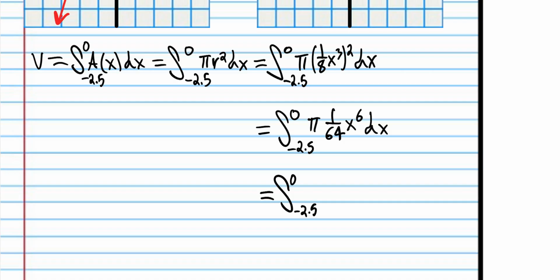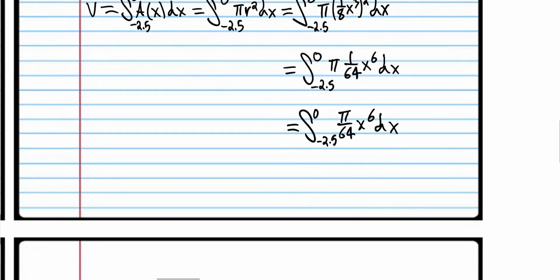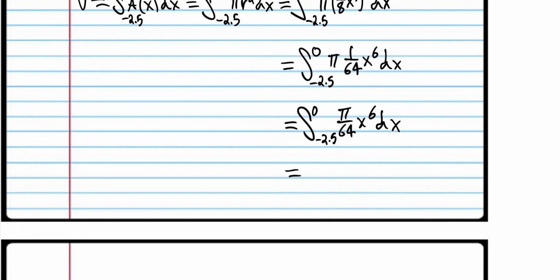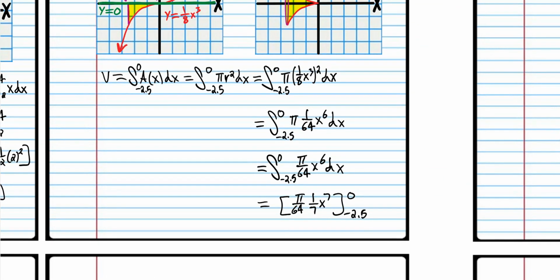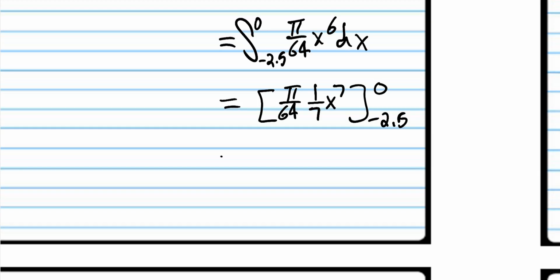And I guess technically we used exponent rule number 4. But anyway, we can write pi over 64 times x to the 6th. And then we're going to find the antiderivative. That's going to be this expression here. And let me find some more room. So we're going to plug in 0. I think that's going to be 448 when we multiply.